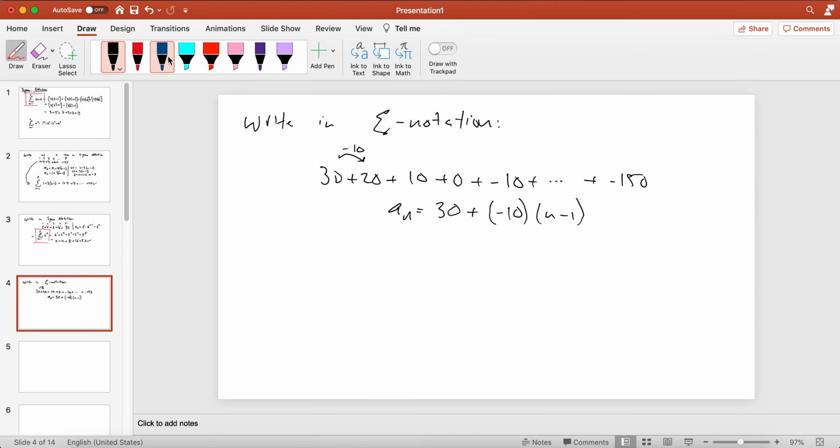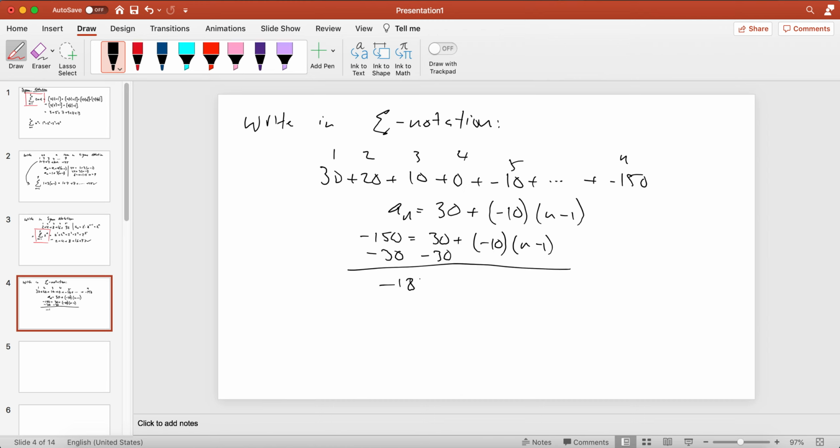Well, let me erase this here. I know that this is the first term, this is the second term, the third term, fourth term, fifth term. But what term is this? Well, to figure that out, I just need to plug it into a sub n here, and it'll tell me what this nth term is. What is my n? So minus 150 is equal to 30 plus minus 10 times n minus 1. I'm going to subtract 30 on both sides. I get minus 180 equals minus 10 times n minus 1.